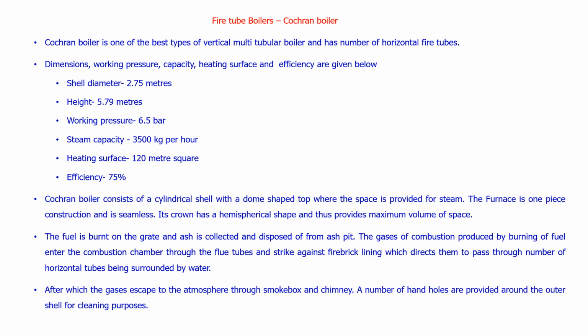Now if you look at some specification, the diameter of the boiler is 2.75 meters, height is 5.79 meters, working pressure is 6.5 bar, that is fire tube boiler. Capacity of the steam generation is 3500 kg per hour. Heating surface 120 square meter. Efficiency, it is coming around 75%.